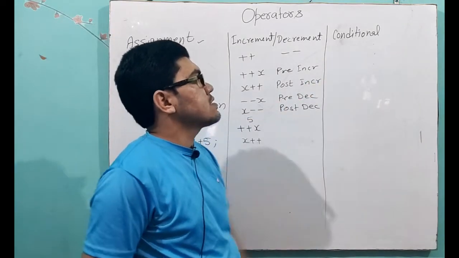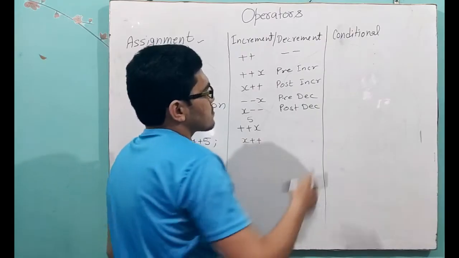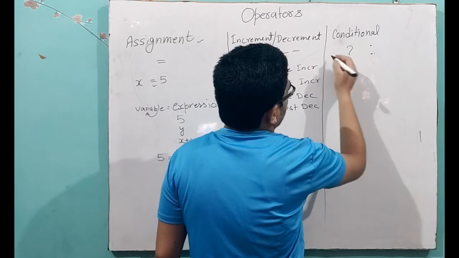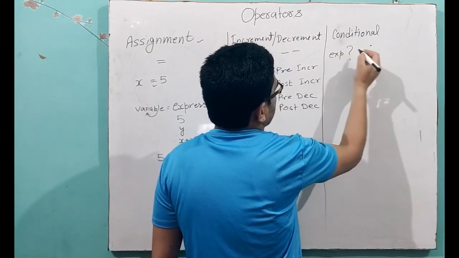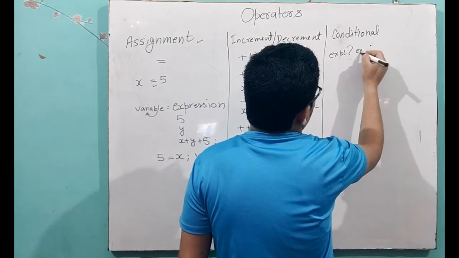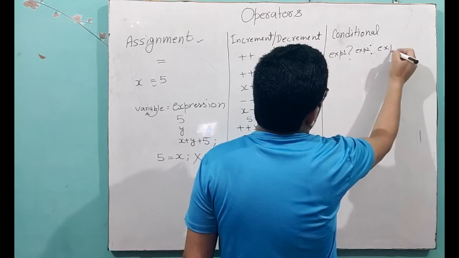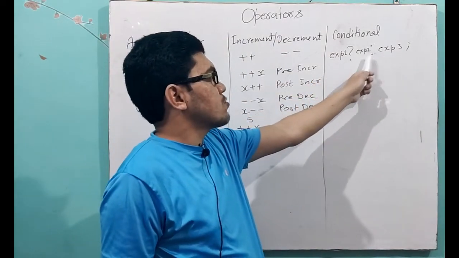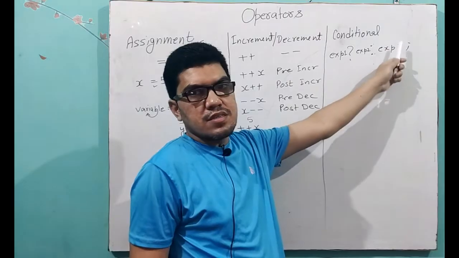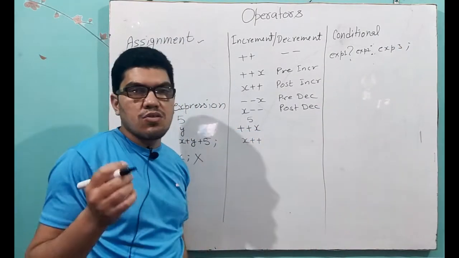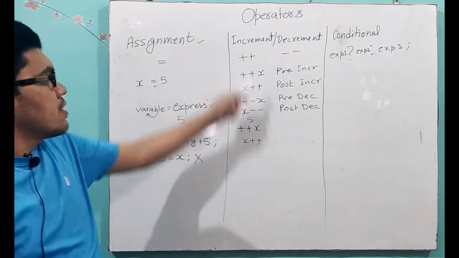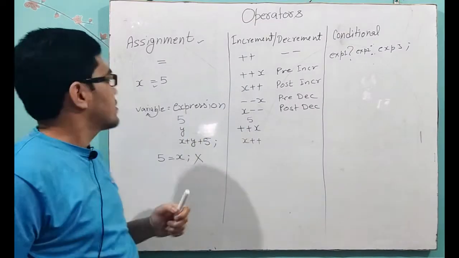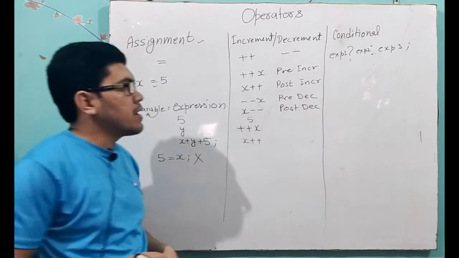Now next is the conditional operator. This is the conditional operator: expression 1 question mark expression 2 colon expression 3. This is the only ternary operator in Java. Increment and decrement are unary operators, since they require only one operand, and assignment is obviously a binary operator.